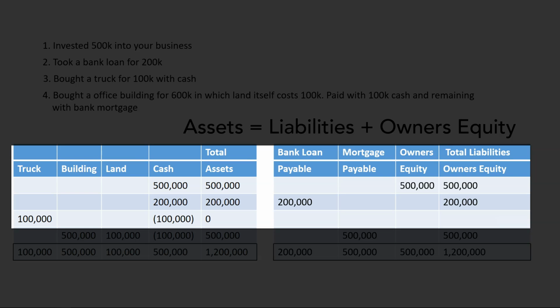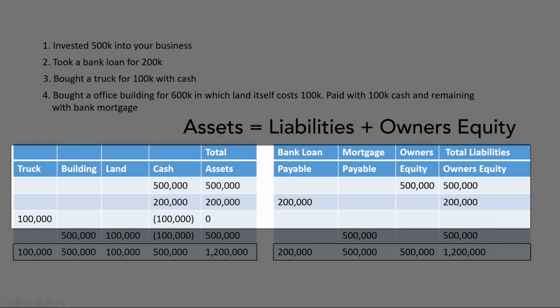Transaction 3. In this case we are exchanging one asset with another. Since we bought the truck with 100k cash, the asset cash decreased 100k and the new asset called truck increased 100k. Usually all the vehicles would be clubbed under one asset account, but in this case for the sake of simplicity, let's create a new account for truck.